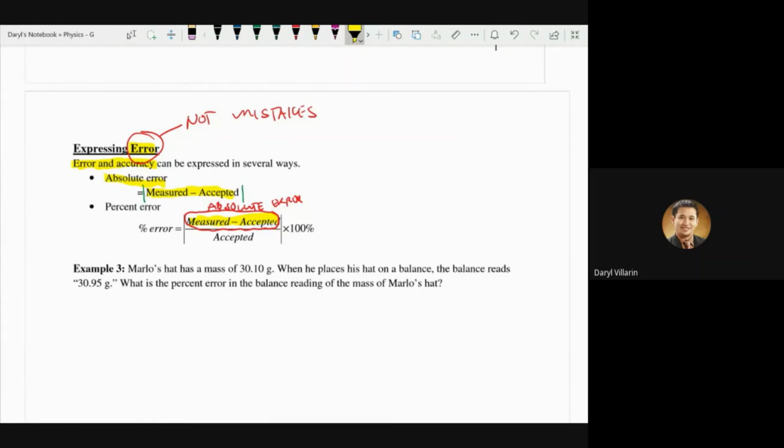So let's take an example here. Marlo's hat has a mass of 30.10 grams. When he places his hat on a balance, the balance reads 30.95 grams. What is the percent error in the balance reading of Marlo's hat? So we want to get the percent error.